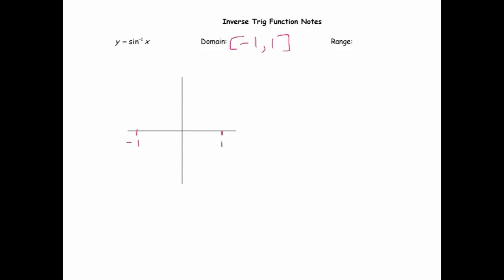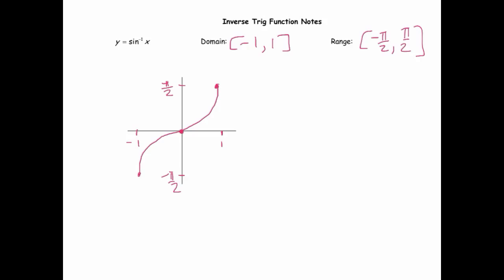And the range goes from -pi/2 to pi/2. We know that the sine of 0 is 0, so sine inverse of 0 is 0. We know that the sine of pi/2 is 1, so the sine inverse of 1 is pi/2. And the sine of -pi/2 is -1, so therefore sine inverse of -1 is -pi/2. And there's the shape of sine inverse.